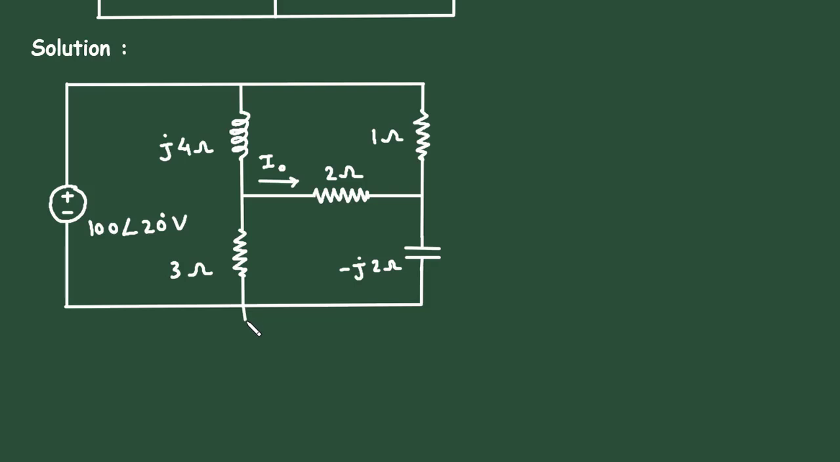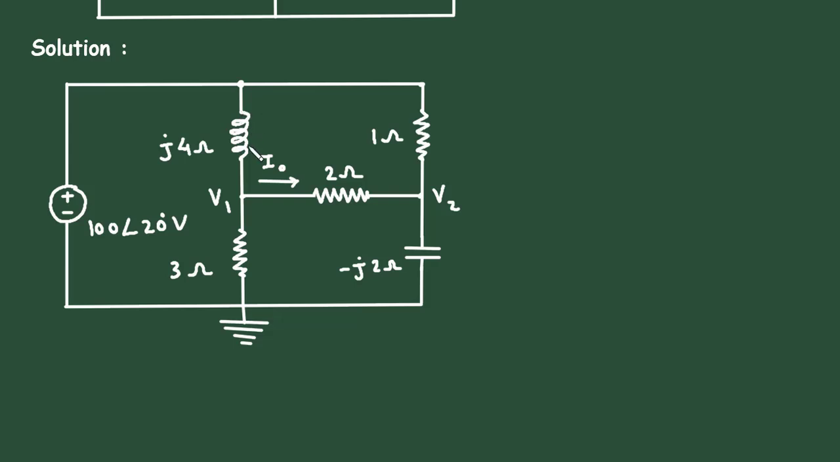Now here let's assume this as a reference node or ground node. Let's say this is a node with voltage V1 and this is node 2 with voltage V2. Now here this node voltage will be this much because it is connected to ground. So this node and this node, it is a single node, so its voltage will be 100 at an angle 20 degree volt.